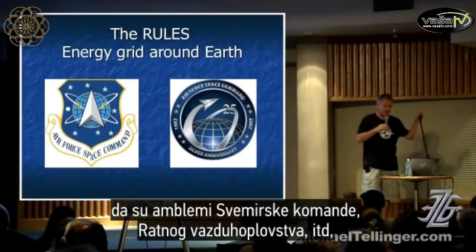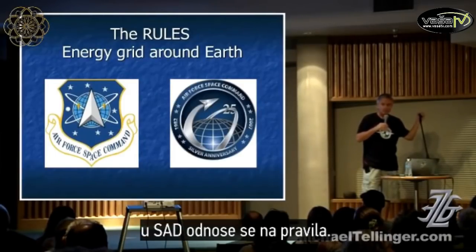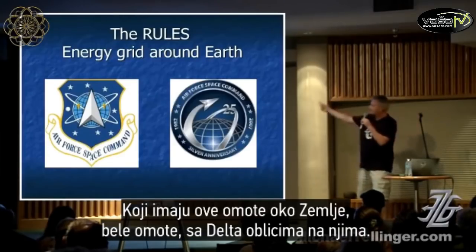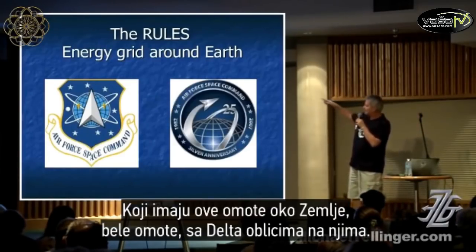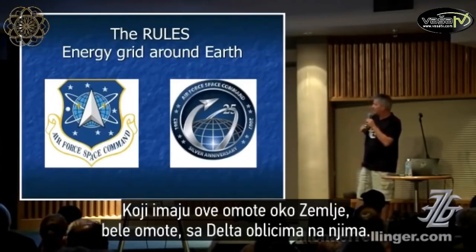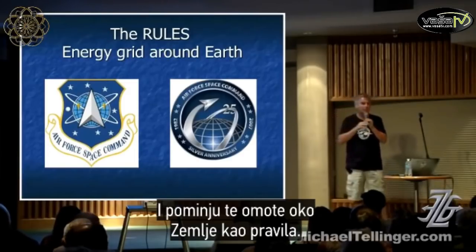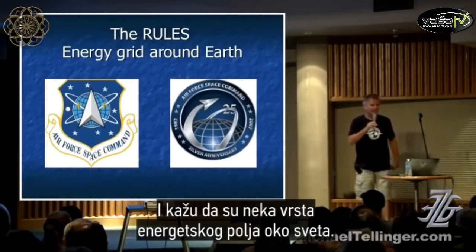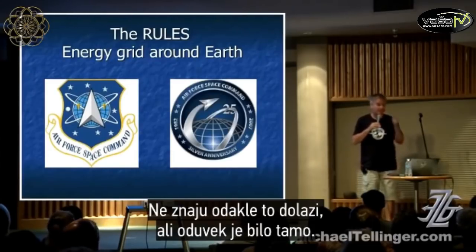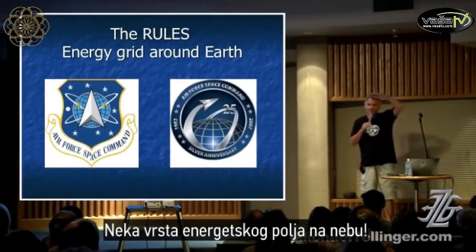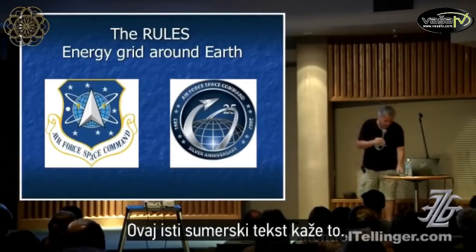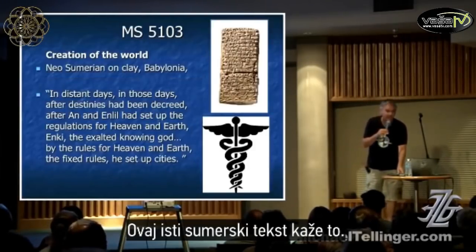And then David Wilcox several years ago discovered that the emblems of the Space Command and the Air Force and so forth in the USA refer to the rules. And they have these bands around the earth, these white bands with these little delta shapes on them. And they refer to those bands around the world as the rules. And they say there's some sort of energetic field around the world. They don't know where it comes from, but it's always been there. Some sort of energetic field up in the sky that this same Sumerian text seems to refer to.